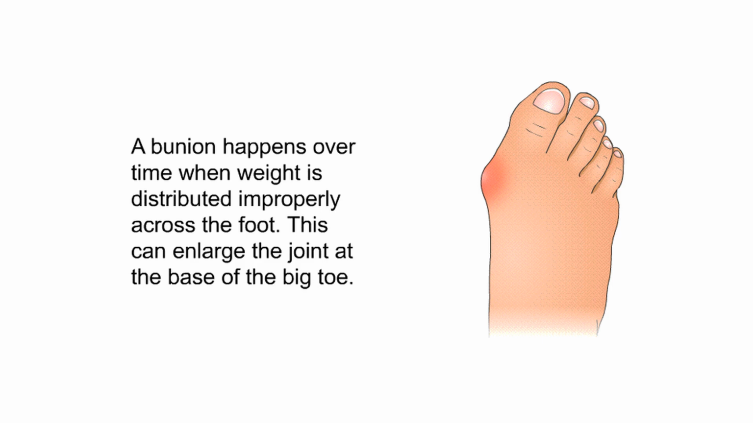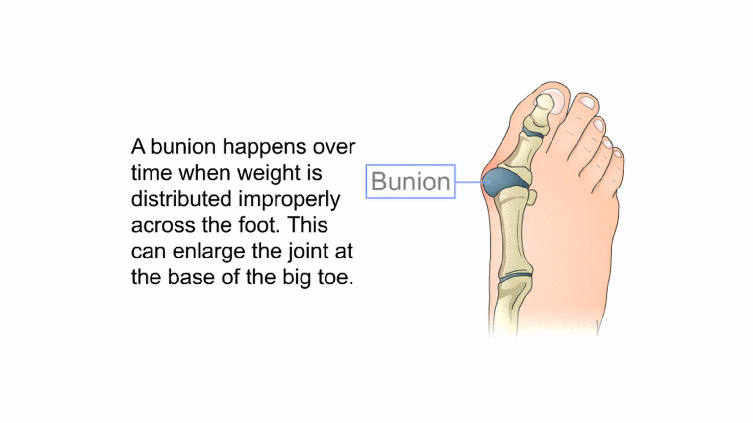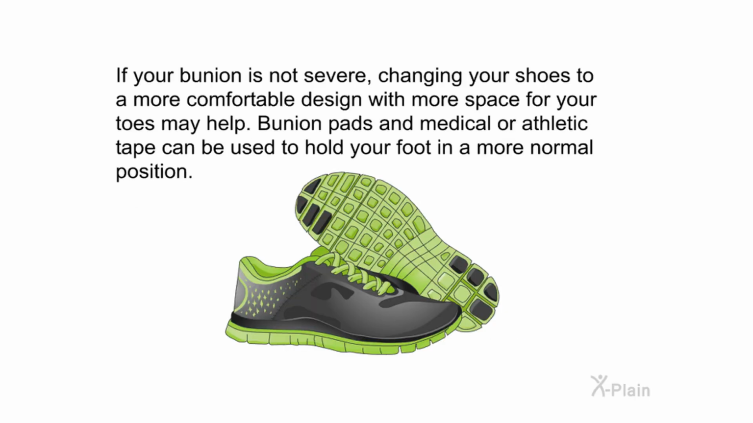A bunion happens over time when weight is distributed improperly across the foot. This can enlarge the joint at the base of the big toe. If your bunion is not severe, changing your shoes to a more comfortable design with more space for your toes may help. Bunion pads and medical or athletic tape can be used to hold your foot in a more normal position.